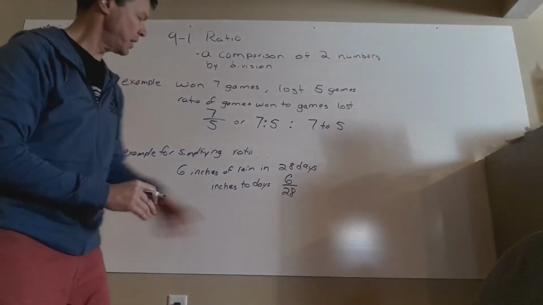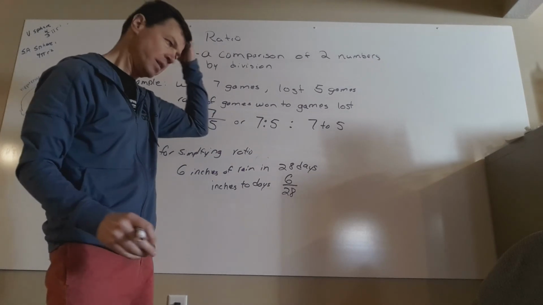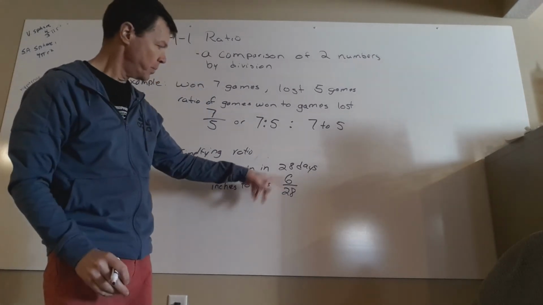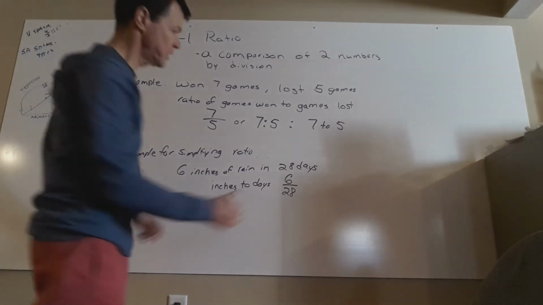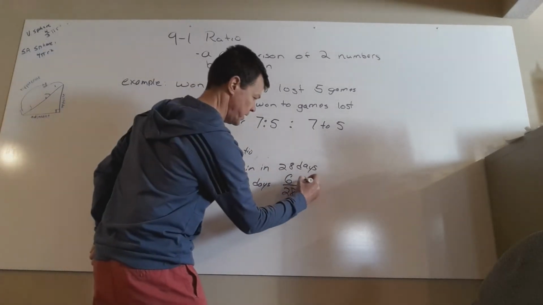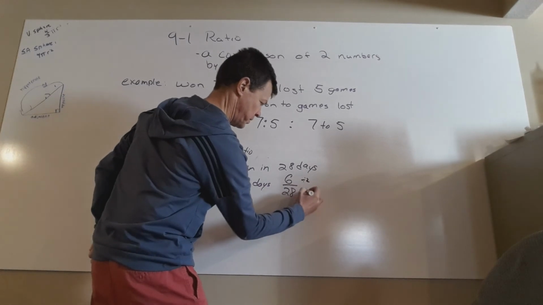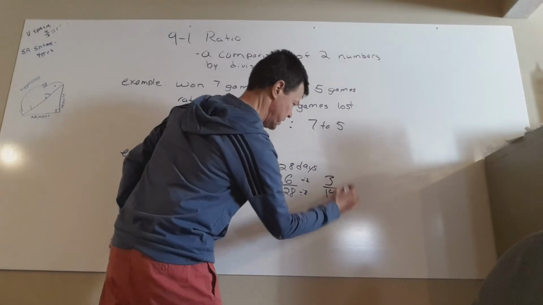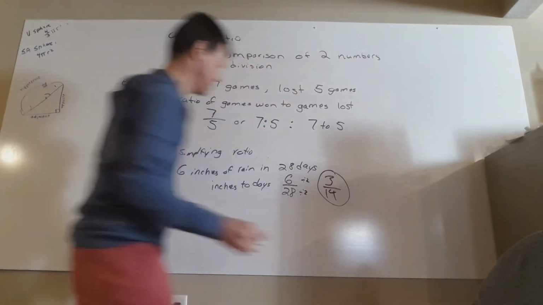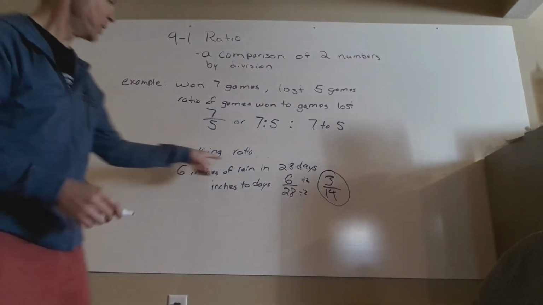That is a fraction, 6 over 28. It's not in simplest form. Both of these are even numbers, so you could divide them both by 2. 6 divided by 2 is 3, and 28 divided by 2 is 14. So there's your answer in simplest form.